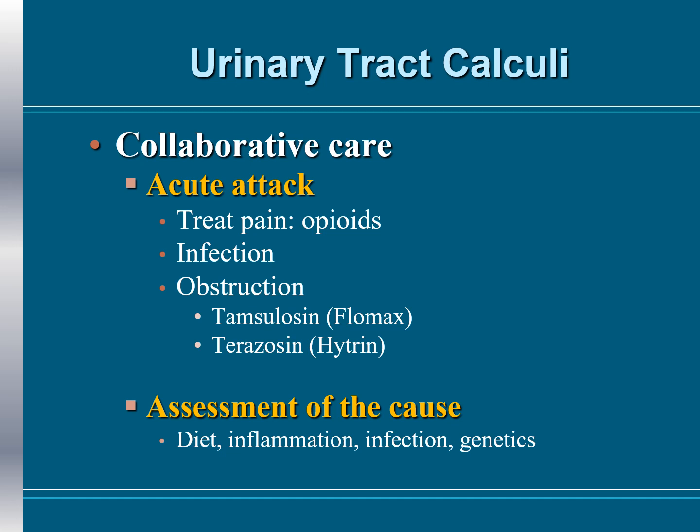Flomax is given a lot to men who have BPH or prostate issues to help with that flow of urine, so it's kind of the same idea. And then assessment of the cause: diet, inflammation, or infection, genetics, to see what's going on there.